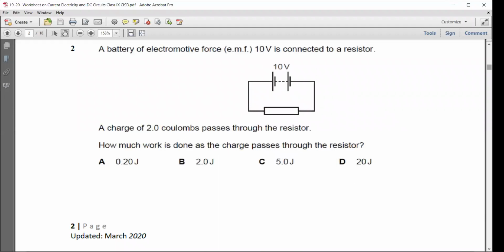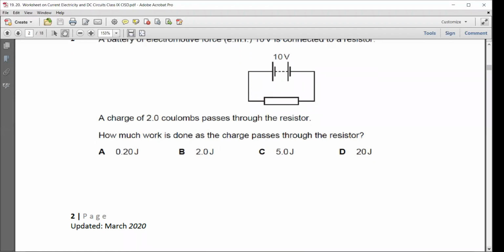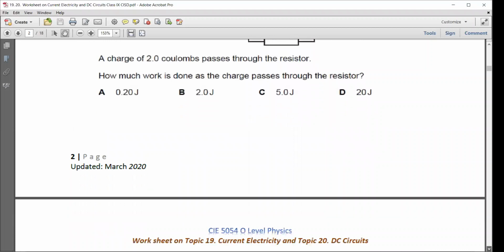EMF equals work done by charge. Yes. Now we are going to find the work done. Work done equals EMF multiplied by charge. Now it's clear. Yes, sir. Okay, very good.